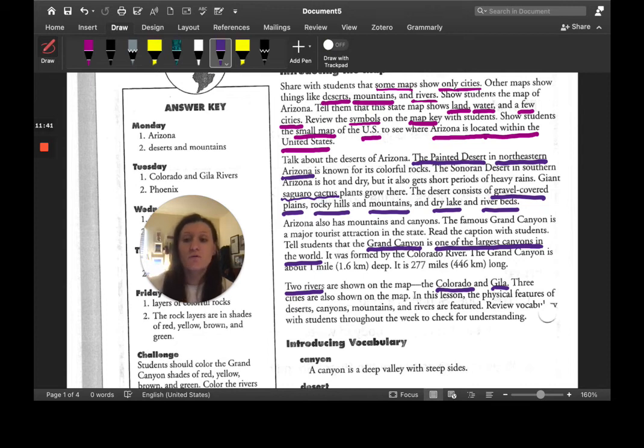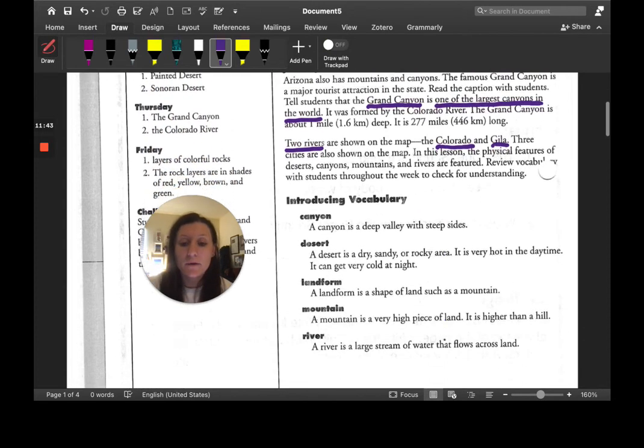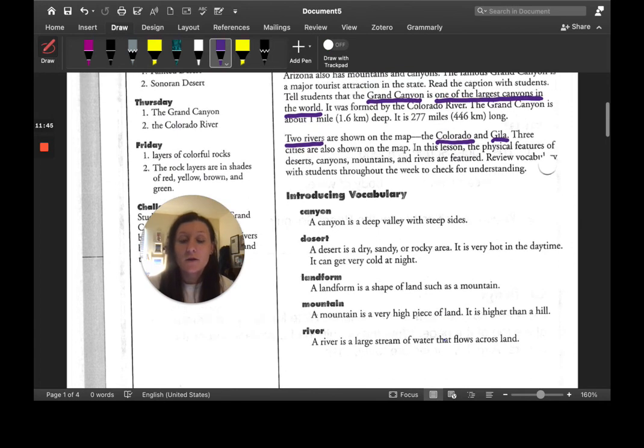So now we're going to quickly go through our vocabulary, and then you can go ahead and head to Edmodo to take the quiz. So our first vocab word is canyon. And a canyon is a deep valley with steep sides. Next we have desert. And so a desert is a dry, sandy, or rocky area. It is very hot in the daytime, and it can get very cold at night.